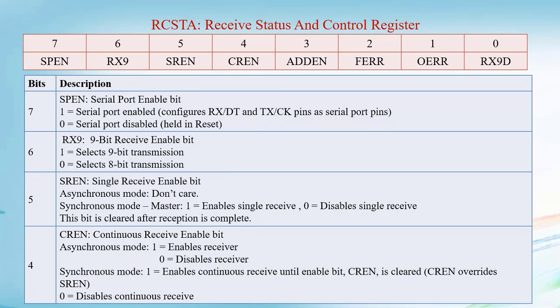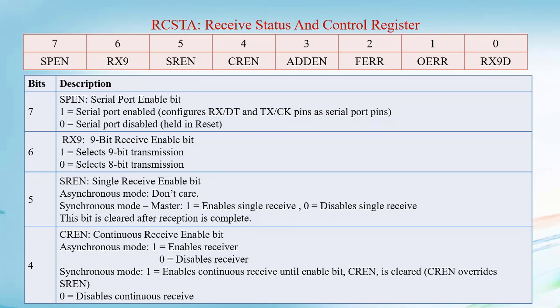It is an 8-bit register. Bit number 7 is named SPEN, the serial port enable bit. If this bit equals 1, the serial port is enabled. If it equals 0, the serial port is disabled. Bit 6 is RX9, the 9-bit receive enable bit. If you want to transmit or receive 9-bit data, this bit equals 1. If it is 8-bit data, this bit equals 0.